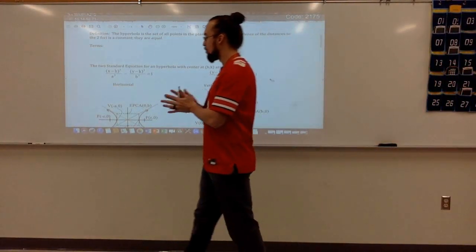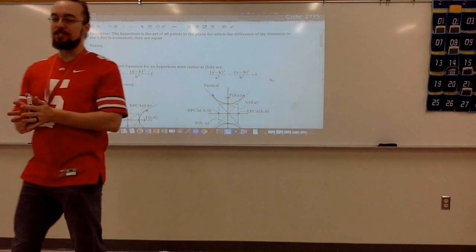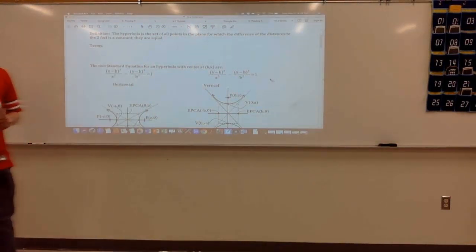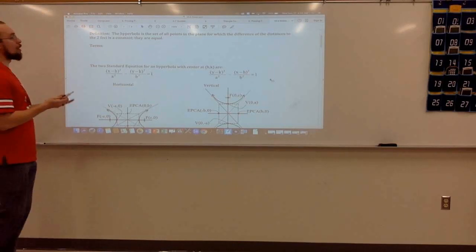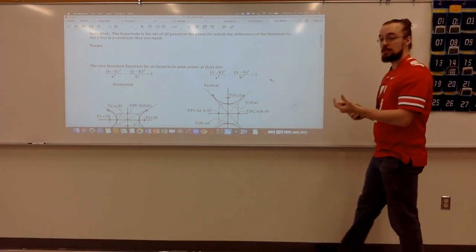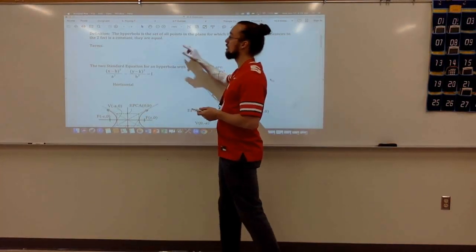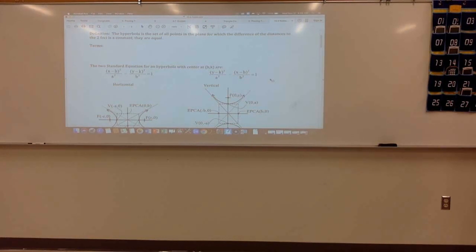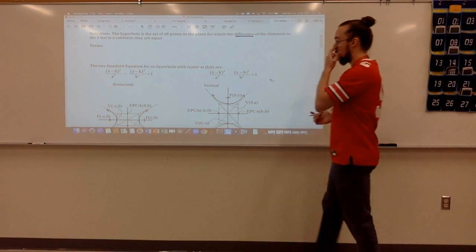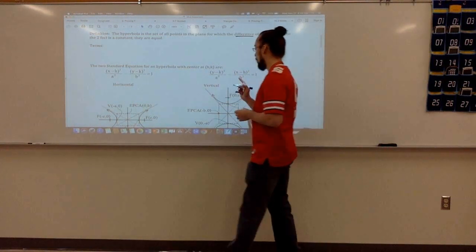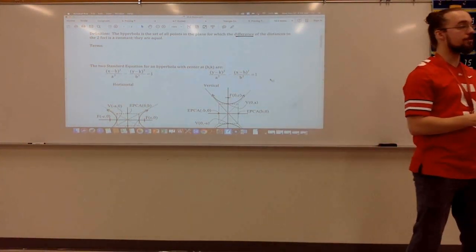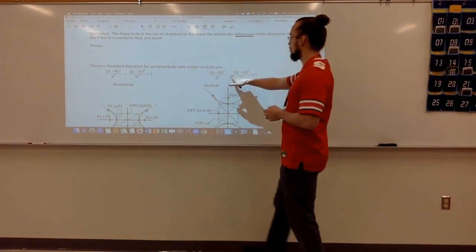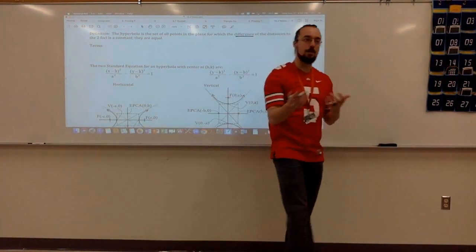All right, our final conic section is a hyperbola. Our definition for an ellipse is where the sum of the distances from each focus is constant. Our definition for a hyperbola is really similar, except we take the difference of the distances to the two foci. So our equations for hyperbolas are almost identical to the equations of an ellipse, with the exception of a subtraction sign instead of an addition sign.